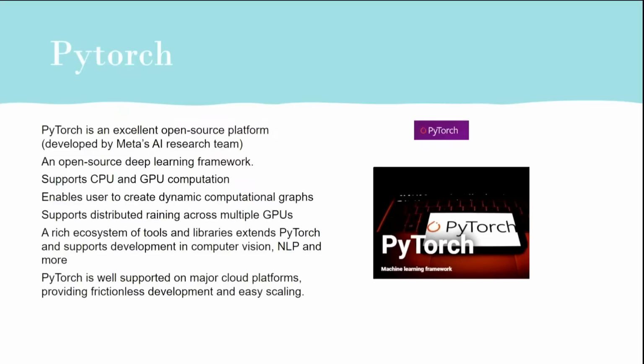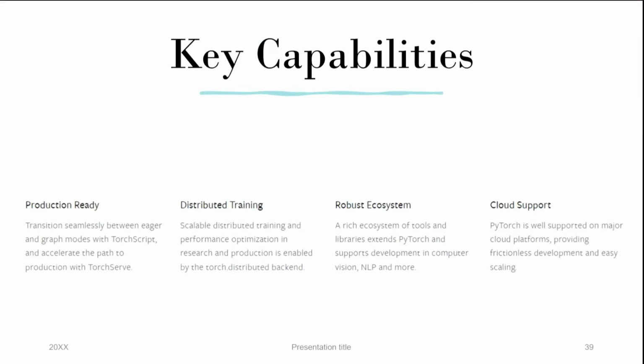It supports distributed training across multiple GPUs. If you have large datasets on which you want to train your model, and if you need multiple GPUs, then PyTorch supports multiple GPU training. Then PyTorch is well supported on all major cloud computing platforms. If you are going to use Google Colab, PyTorch comes pre-installed in Google Colab. So I'll be using Google Colab for today's demonstration.